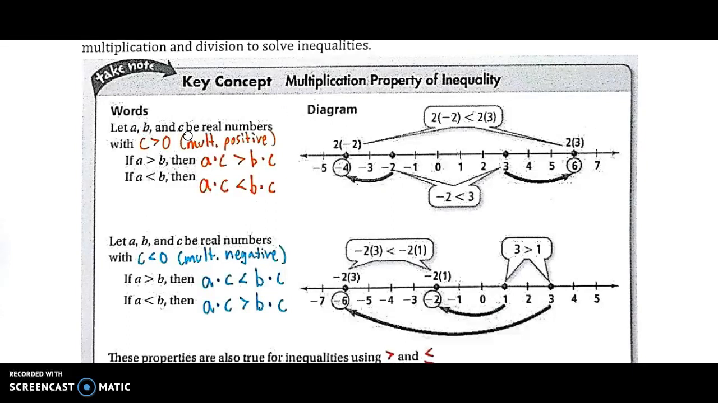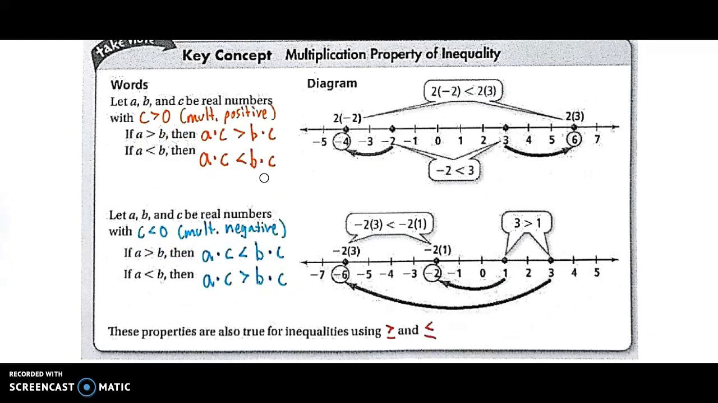If I just use a, b, and c, if I multiply with c being bigger than 0, so again, if I multiply by a positive, I see that if I start off with a being greater than b, if I multiply c on both sides, that'll still be true. I'll still have greater than. If I start off with a being less than b, and if I multiply c on both sides, it'll still be true. I'll still have a less than inequality.